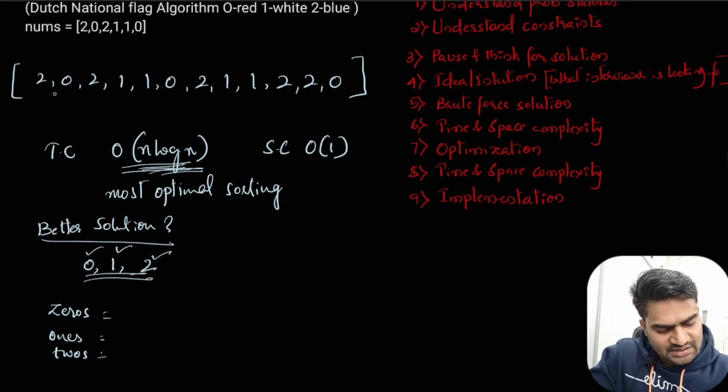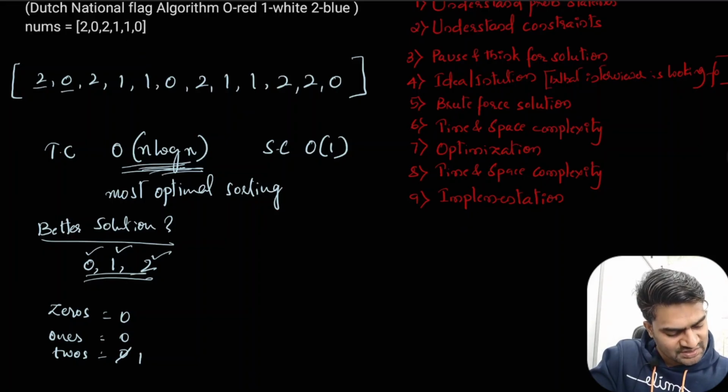We get 2 here. So I will increment the count of 2's to 1. Basically, we will start with all the values 0. Then I will increment it to 1. Again, next number will be 0, so I will increment this to 1. Next number will be 2, so I will increment this to 2. Next number will be 1, so I will increment 1's to 1. Next number will be again 1, so I will increment it to 2. Next number is 0, so I will increment it to 2. Next number is 2, so I will increment it to 3.